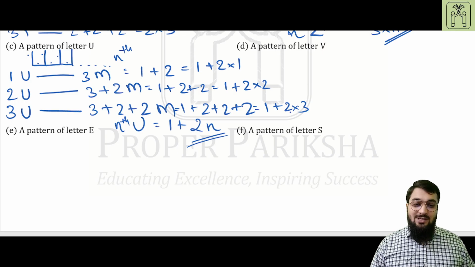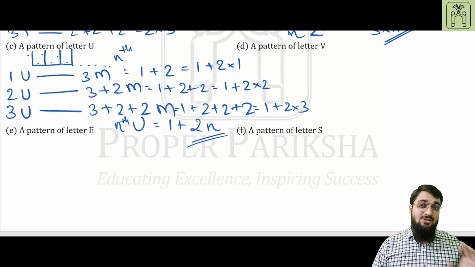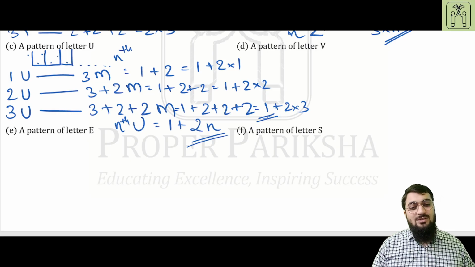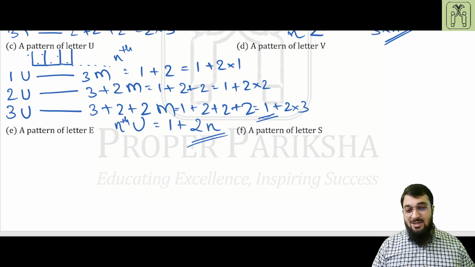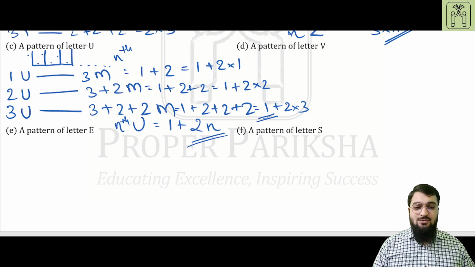So two matchsticks are required generally, and the first U requires one extra, that is 1 plus 2n will be the answer. So if we require the 20th, we can just write the 20th U is equal to 1 plus 2 into 20, that is 2 into 20, 40, plus 1 is 41.